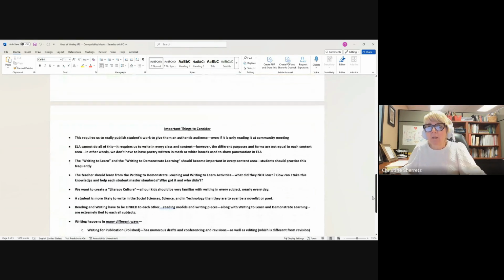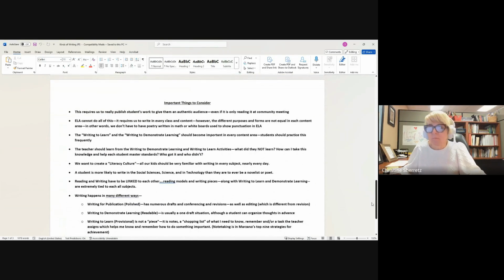And then at the bottom, we have some important things to remember. I'm not going to go through all of these, but basically we need to create a literacy culture where all of our kids should be familiar with writing in every subject nearly every day. A student is more likely to write in social studies, science, and technology than they're going to be a novelist or a poet. So it's important that we link reading and writing together.